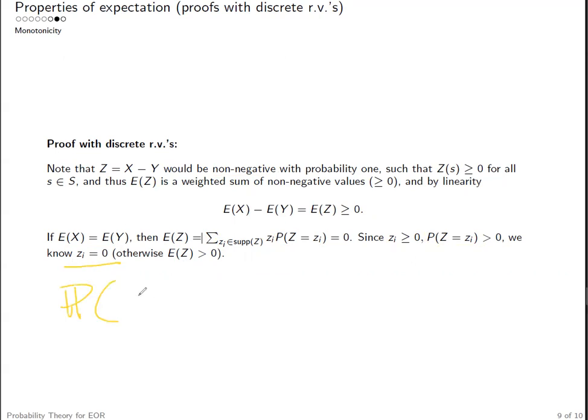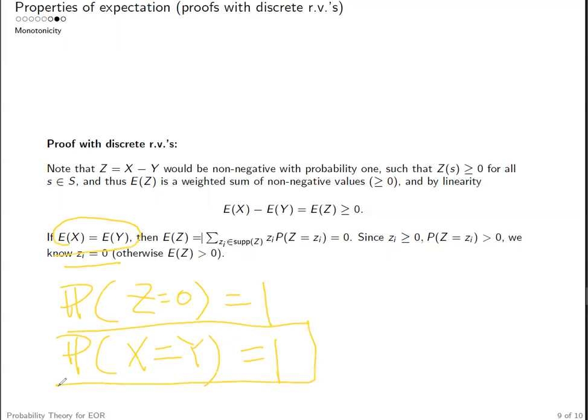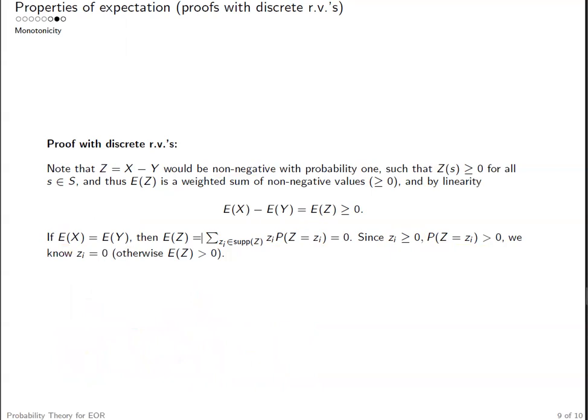the probability of that equal to 0, because that's the only possible value taken by that, is equal to 1, which delivers the final result that the equality only holds true if x equal to y with probability 1. Then we have finished the proof with discrete random variable.